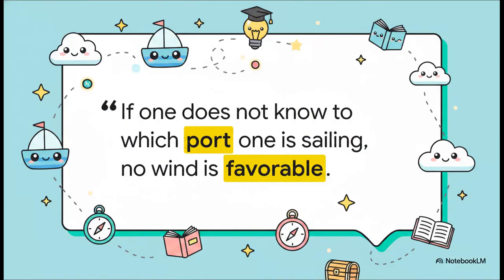Now, what's really interesting about this slide is how Seneca's ancient wisdom applies directly to modern teaching. If one does not know to which port one is sailing, no wind is favorable. If you don't clearly define the destination, you and your students are just drifting. Setting broad, clear expectations focuses your students' attention exactly on where you want them to go, rather than what you don't want them to do. It gives them a clear roadmap and really a sense of power over their own success.